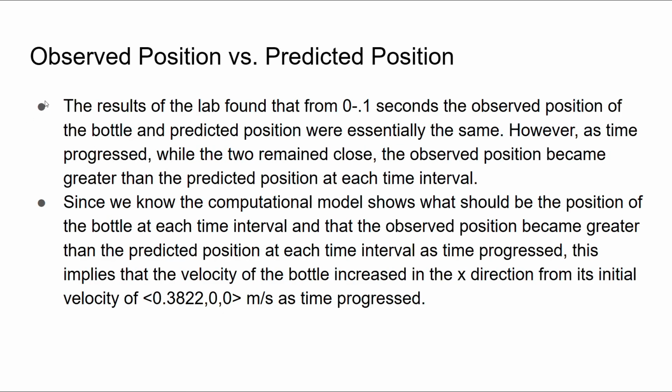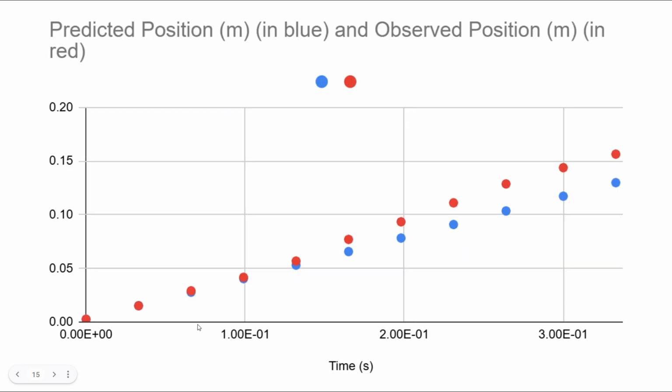This bullet right here is just reiterating the preview of the results, so we'll just go straight into more in depth. Since we know the computational model shows what should be the position of the bottle at each time interval, and since the observed position became greater as time progressed, this implies the velocity of the bottle increased in the x direction as time progressed from its initial velocity.